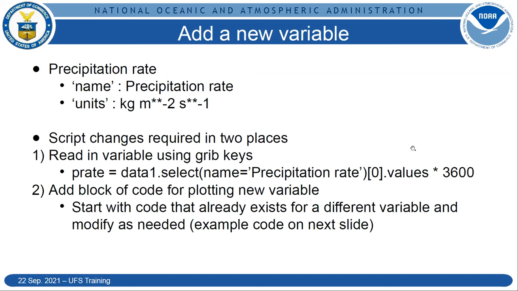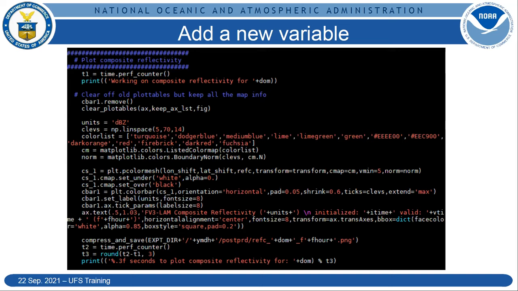So this is the code that is in the script for plotting composite reflectivity. At the top, you just have a print statement saying the script is now working on composite reflectivity. This line here gets rid of the color bar and plot from the previous image. And then located in the middle here are some specific values that are needed for plotting reflectivity itself. And then the actual plotting routine is located down here.